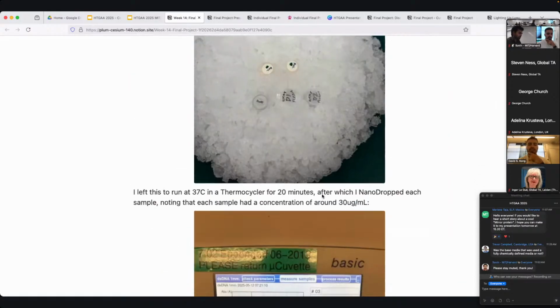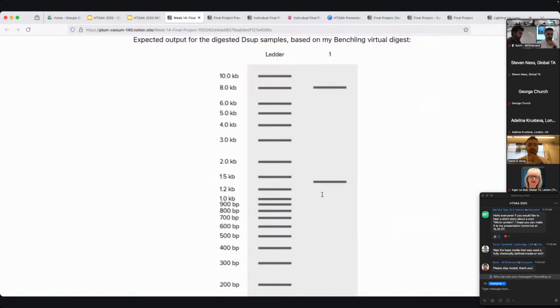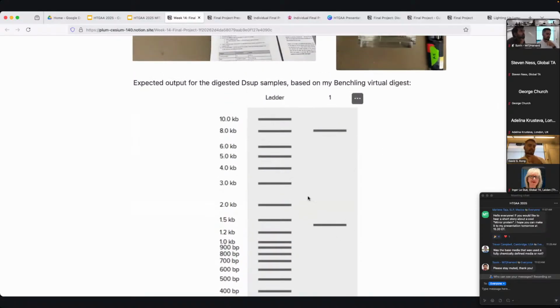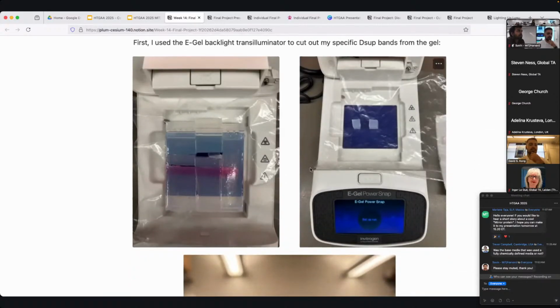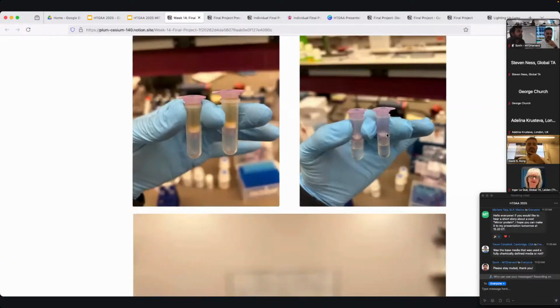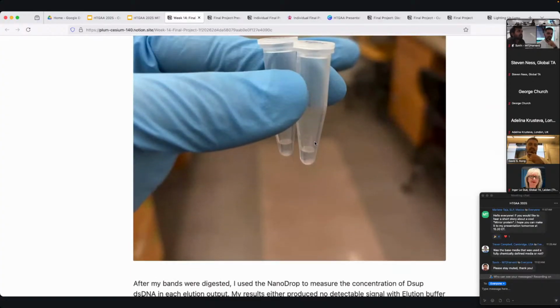So I ran my digestion and I got a really nice, so this is the expected virtual digest. This is the DSUP fragment right here at around 1.3 kb. And so I saw those really nicely here in the gels. Then I used the gel extraction kit, where I actually used the transilluminator backlight of an E-Gel machine and carefully cut those out, digested them, and purified my DSUP DNA.